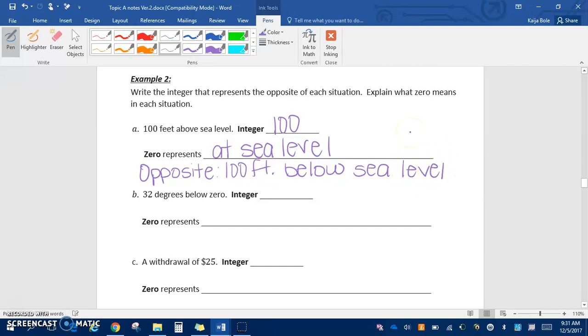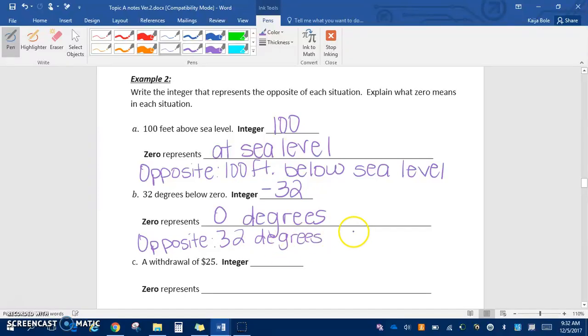Alright. Part B says 32 degrees below 0, so that integer would be a negative 32. And 0 in this situation represents 0 degrees. And then if we were to do the opposite, which I want you to write down underneath here, the opposite would be 32 degrees above 0.